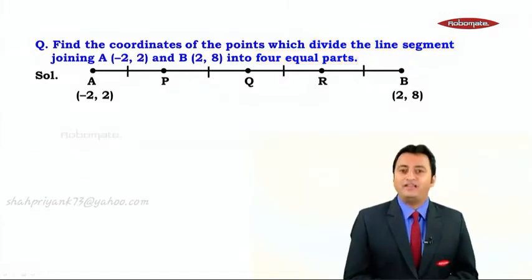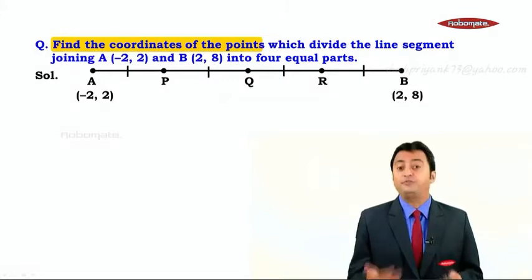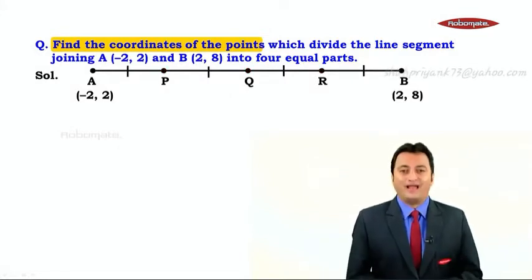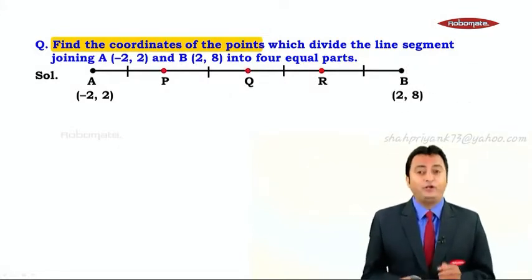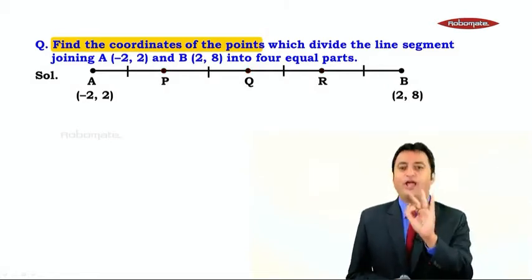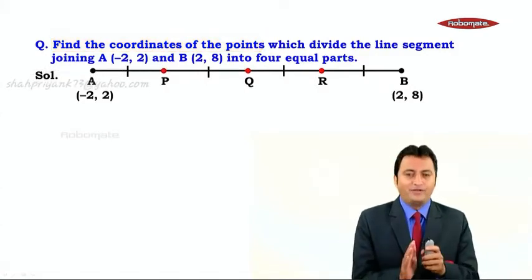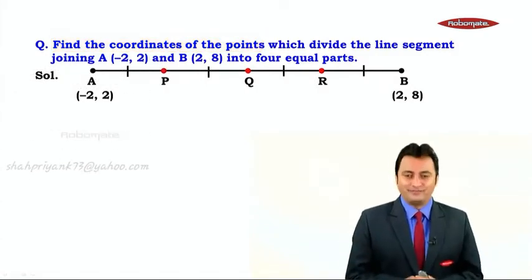All these segments are equal and we need to find the coordinates of these points. Which points? P, Q and R. So in this sum, we need to find out 3 answers: coordinate of P, coordinate of Q and coordinate of R. Okay, let us find out how many midpoints are there in this figure.